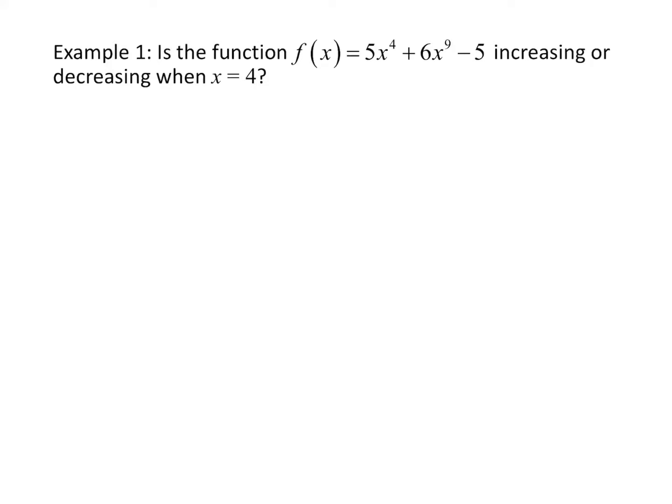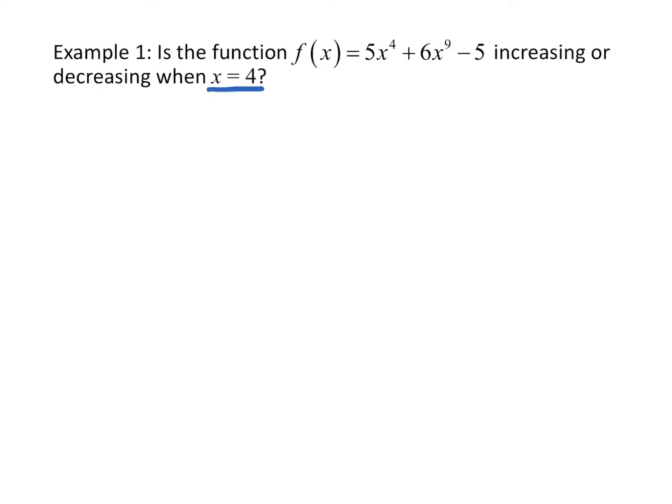Example 1 is the function f of x equals 5x to the 4 plus 6x to the 9 minus 5. Is it increasing or decreasing when x is equal to 4? We could go through all of our steps of finding our critical points and finding our intervals of increase and decrease, and then looking for which interval x equals 4 falls into, but that's a lot more work than we actually need to do. We don't care what all of our intervals of increase and decrease are, we only care what happens at one point.